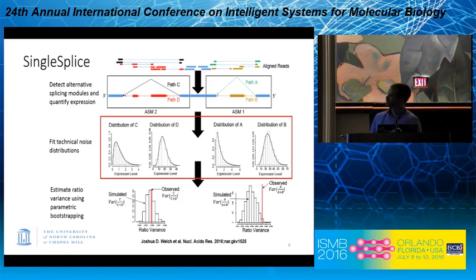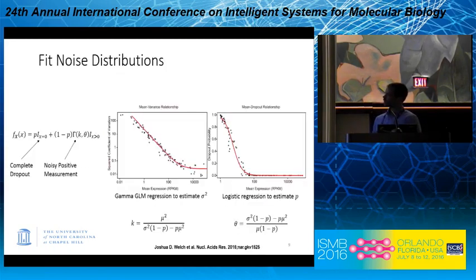Okay, so the second step of SingleSplice is, once we have ASMs, we fit technical noise distributions to describe how we expect each ASM path to vary. To do this, we model the technical variation in terms of two components. One is, with probability P, you get a zero measurement, a dropout event. And the other is, with probability 1 minus P, you get a sample from a gamma distribution.